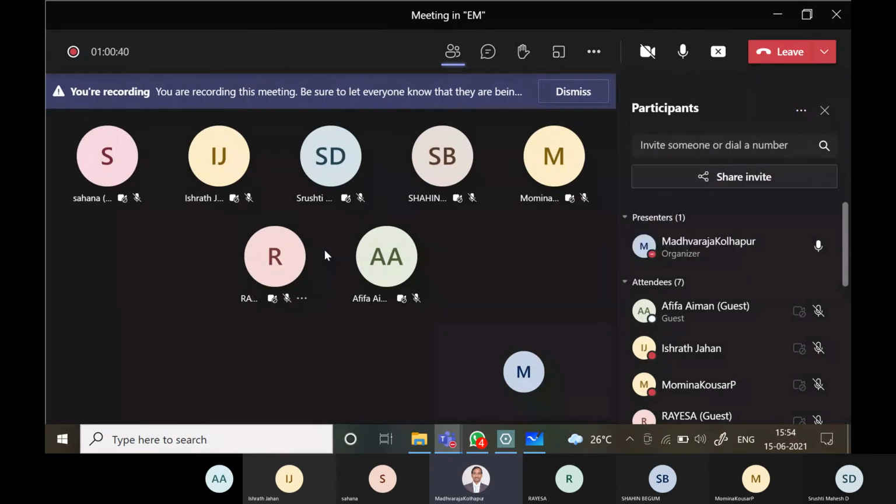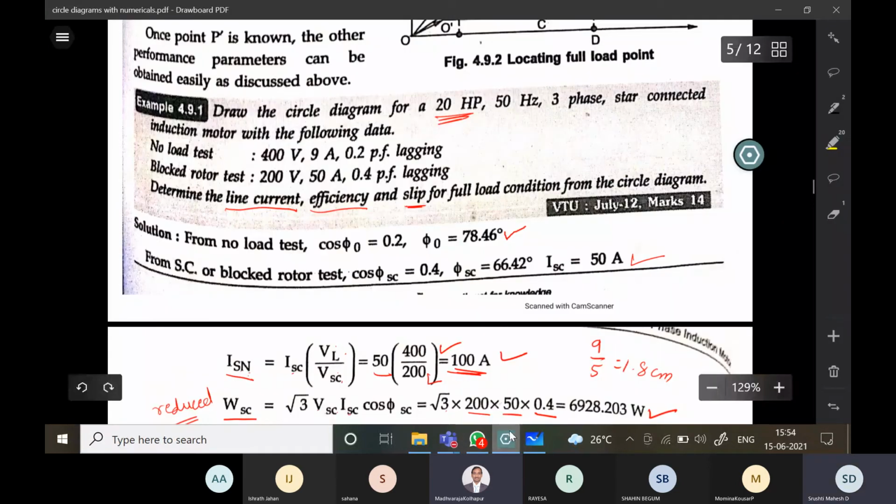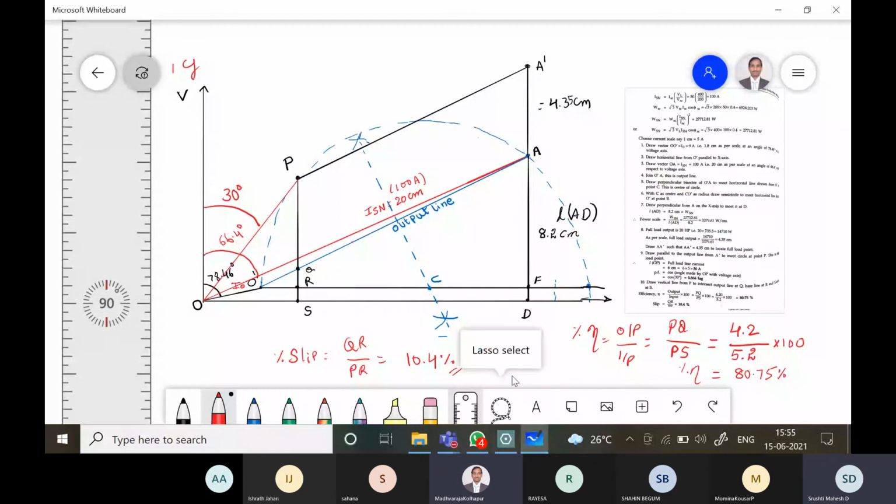Srishti, how much did you get for the slip? 30.909 percent, sir. Okay. So you are trying on graph or white sheet? White sheet, sir. If you do it on graph, you will get the exact value. I got the efficiency correct, sir, 80.57%. Okay. So slip you will get 10%. Actually, it is 10%. So measure accurately.